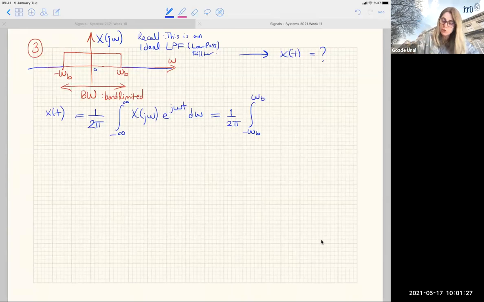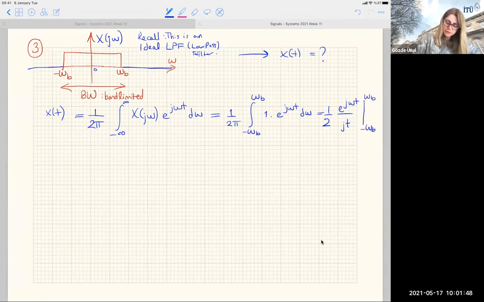It's non-zero only, it's 1 there, e to the j omega t d omega. Let's just complete the math here. E to the j omega t, the denominator will be jt, right? Integrating it out from minus omega b to omega b. I think this is something you guys already relate to. This is 1 over pi t.